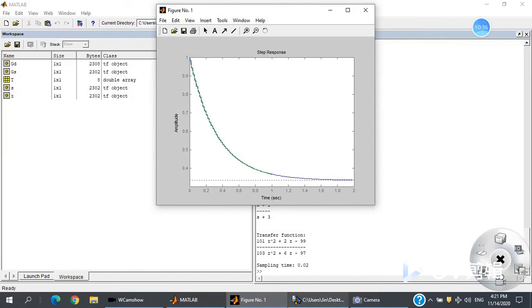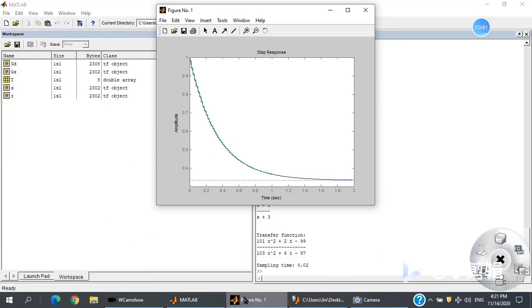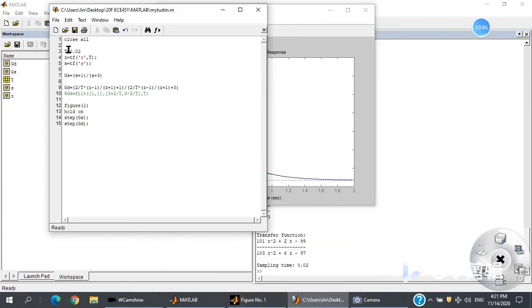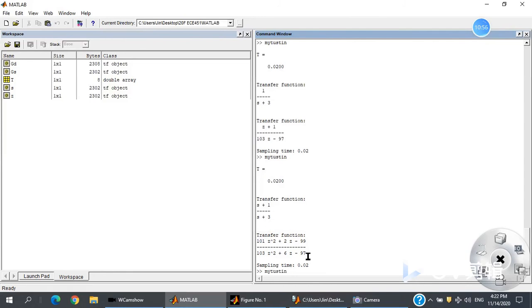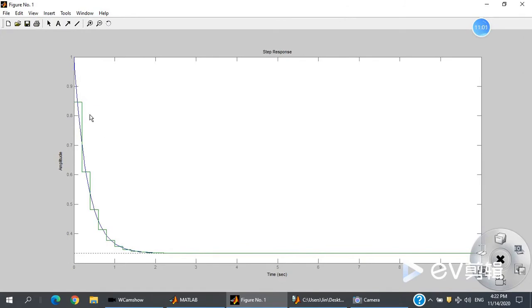And I change it to some larger T. This T is too small, we can't see. It seems the graph is almost the same thing. I make some change. I use a little bit larger T, I use 0.2. Okay, then I save it. I run it. Okay, this one looks like this, right? The green one, the staircase-like one, is the digital one, and the blue one is the curve. That is the continuous one. They are quite similar, right?